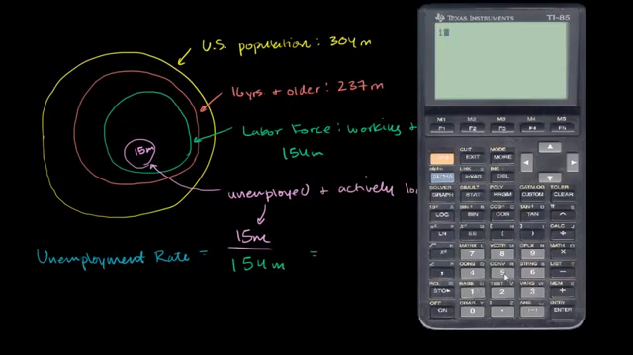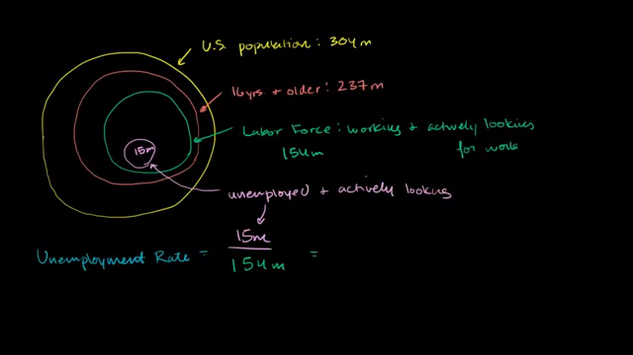And so if I get my handy TI-85 out, that gives us, in this example right over here, an unemployment rate of 15 divided by 154 million. So it's about 9.7. If we write it as a decimal, 0.097. If we write it as a percentage, this would be 9.7%. So this is approximately 9.7%.